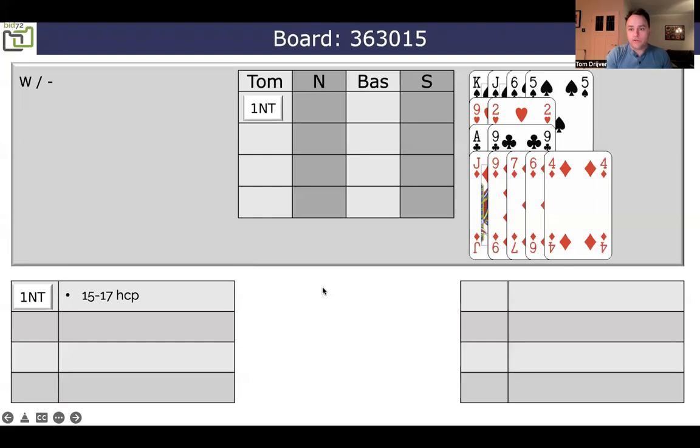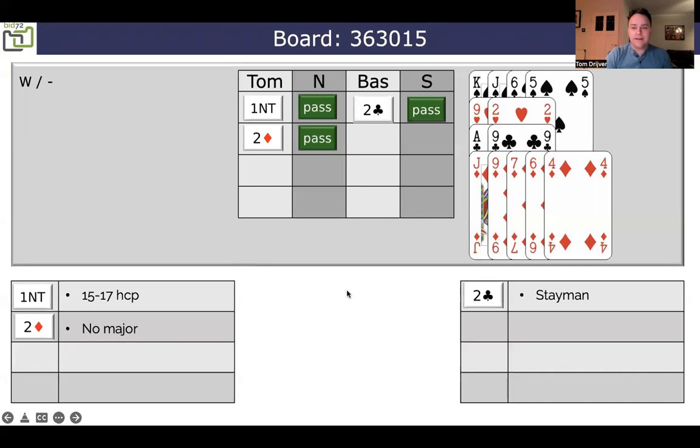Your partner opens one no trump, shows 15 to 17 balanced, nothing special, and you bid two clubs, Stayman relay, just asking partner about the four card majors. Partner bids two diamonds, no major. Well, here you can decide, you have several options. You can decide to just bid three no, or you can decide to bid invitational with two no trump.